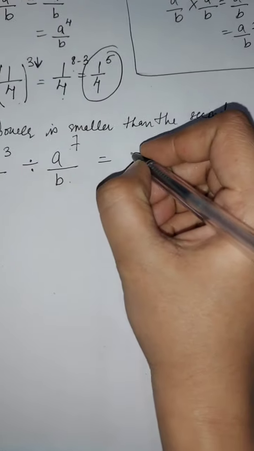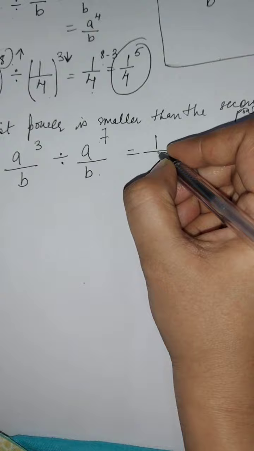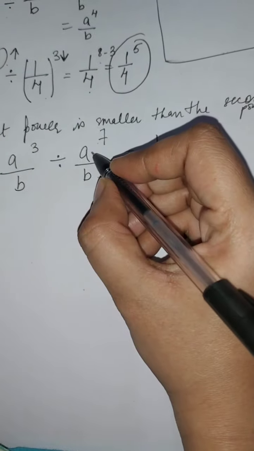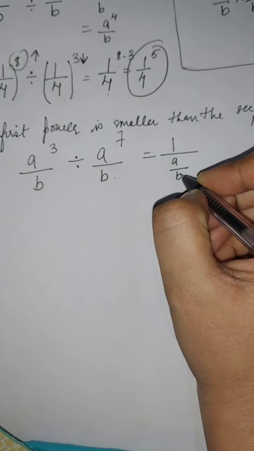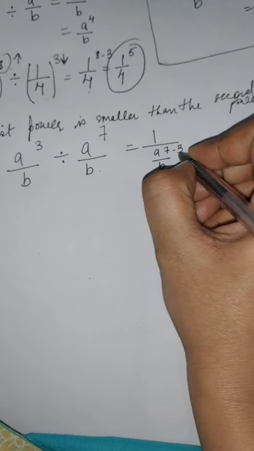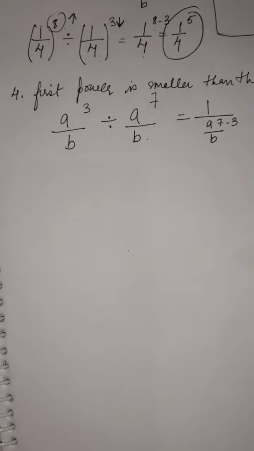The answer directly, if you want to learn from the rule, will be what? You'll write 1 on the top of the fraction, that is, in the numerator's place you'll write 1, and in the denominator's place you'll write a upon b, raised to the power 7 minus 3. Is that clear? How is it done? Let me explain you in detail.